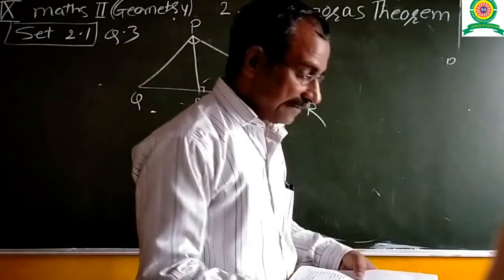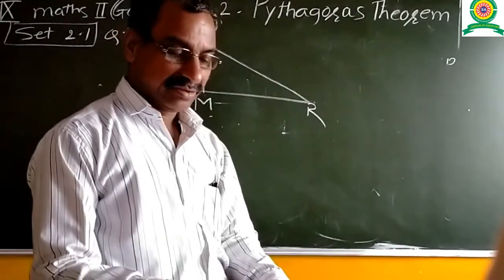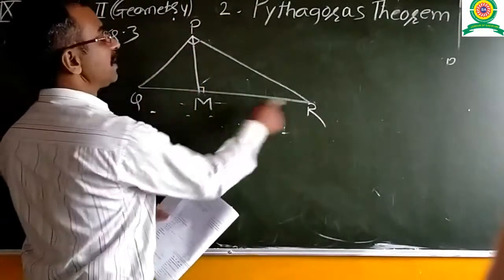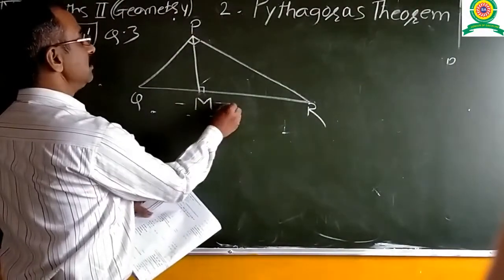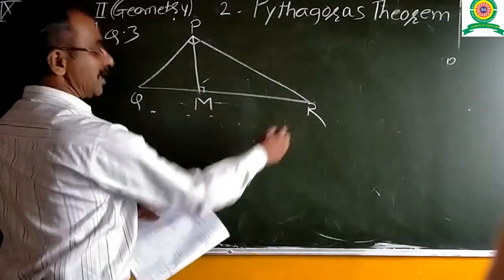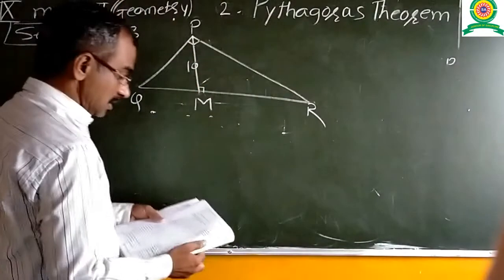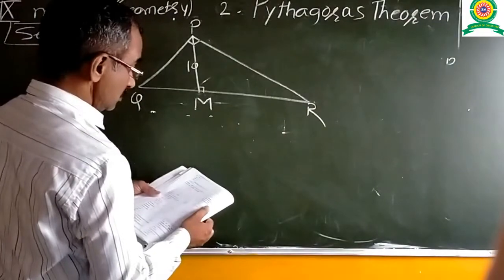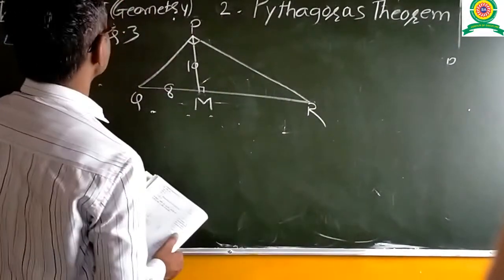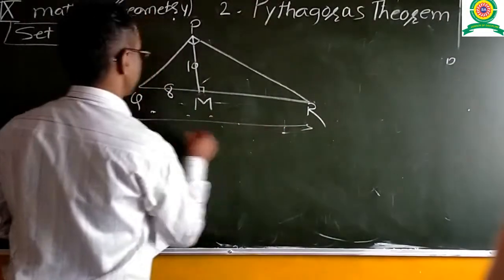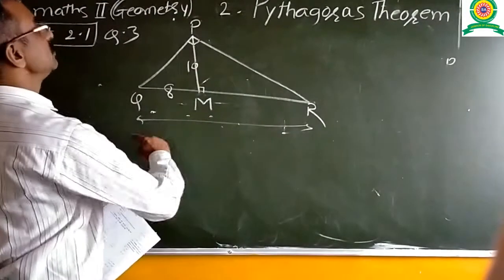Firstly, in the figure, angle QPR is 90 degrees. Segment PM is perpendicular to QR, and M is between Q and R. PM is equal to 10, QM is equal to 8. Then find QR, this whole segment.